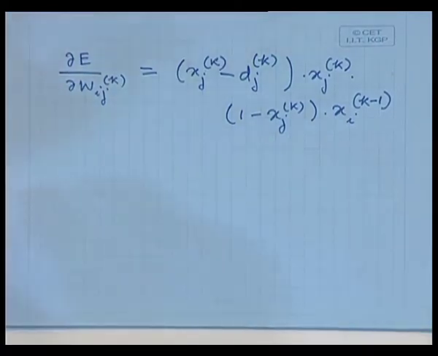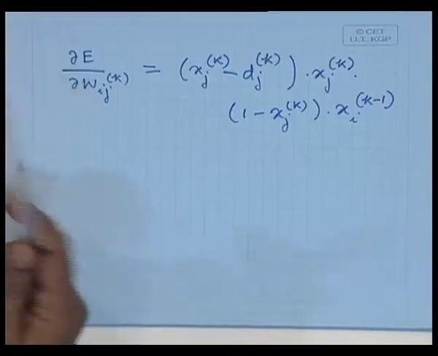Naturally, when I go for the iterative training algorithm, I have to use this derivative for updation of the weight vectors, and this has to be done from layer to layer. In case of single layer output, it was only in one layer. Now, I have a multi-layer perceptron, so this weight updation has to be done from layer to layer.